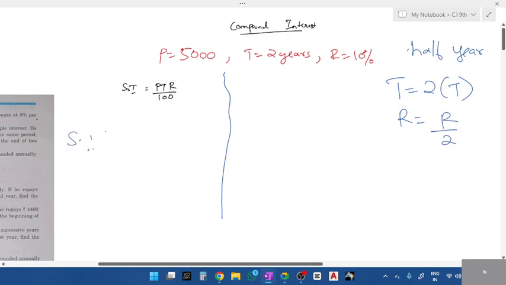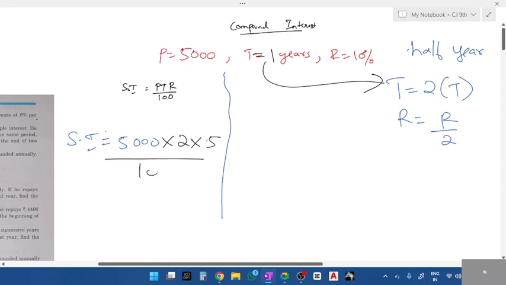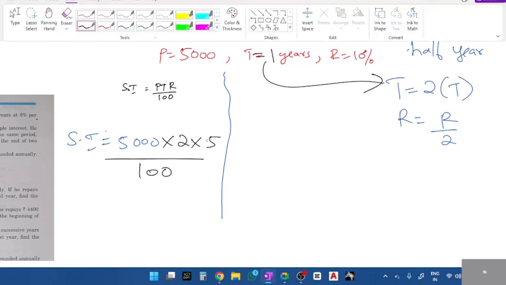Now look here, for simple interest, tell me what will be the principal? 5000, right? And time, let me take 1 year. In the question, they have given it as 1 year. Okay, tell me the time, students. What will the time change? 2 into T, 2 into 1 is 2, into rate. Rate is 10%, R by 2. Should I take 10 or 5 here? Yes, 5. Half year.